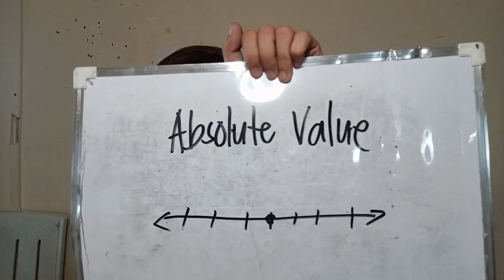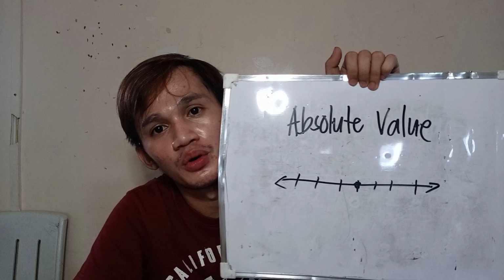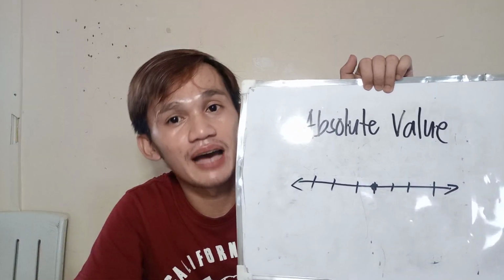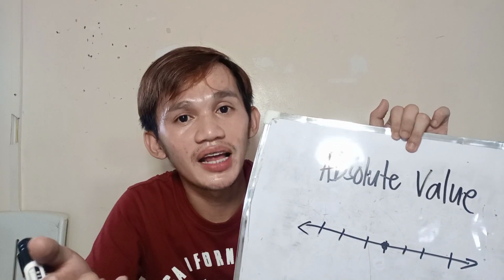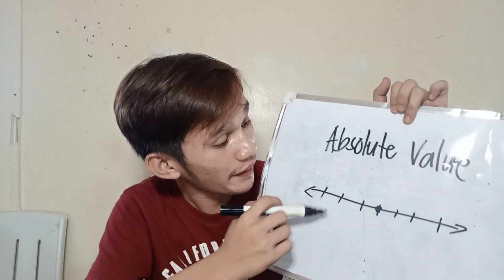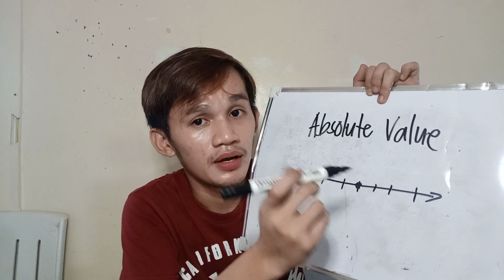So for today's video, we are going to talk about absolute value. So what is an absolute value? Absolute value is actually the distance of a number on a number line from 0.